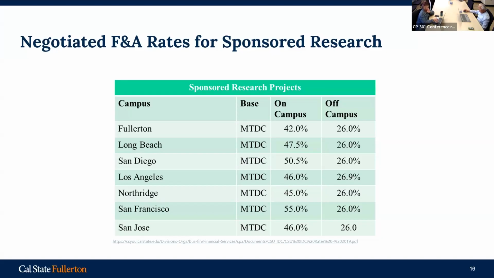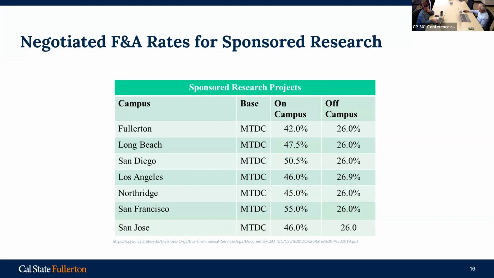And different campuses have different rates. The most expensive one is San Diego or San Francisco. San Diego because they have very good laboratories. And probably San Diego campus has the most laboratories among all the 23 campuses. The next one is San Francisco, because San Francisco, everything is more expensive than here. Everything. Rent is very expensive.